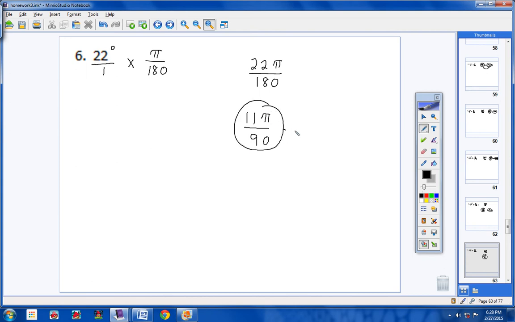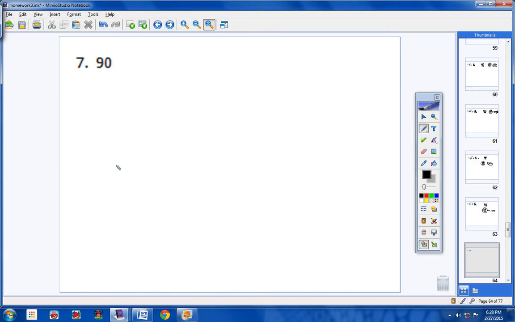Now if I want you to write that as a decimal, take 11 times 3.14, enter, divided by 90, enter, and you'll get this for the decimal form, 0.3838. Alright, moving on to number 7.